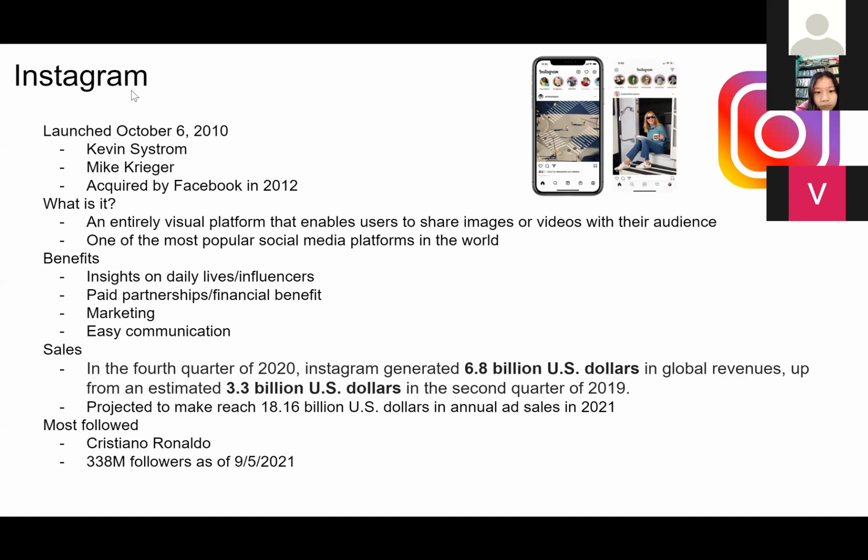Instagram is an entirely visual platform that enables users to share images or videos with their audience. Audience refers to your friends, peers, and maybe even strangers. You have the choice to make your account public or private. Public accounts are able to be seen by everyone, while private, you can get to choose who can access your homepage.